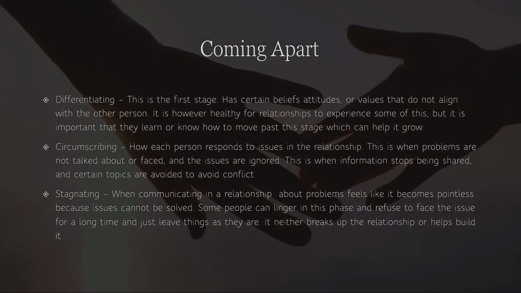All right, so now that I went over the coming together, I want to go over the coming apart. The first stage of coming apart is differentiating. This is when people start realizing in the relationship that they have different beliefs, attitudes, and values that don't align with the other person.